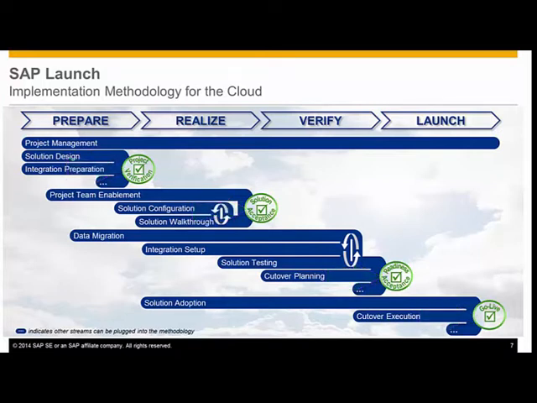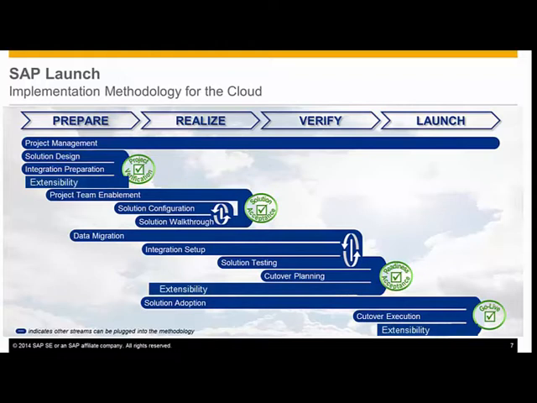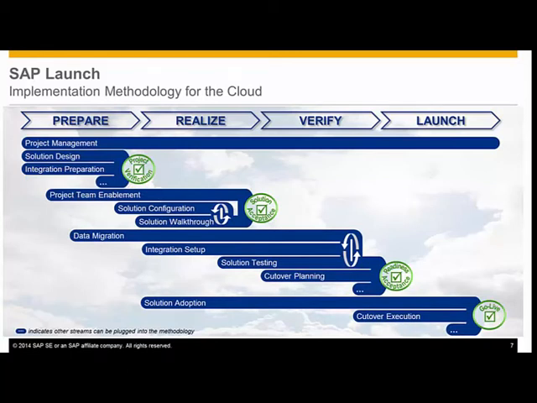The streams that show an ellipsis, which is the dot dot dot, indicate that other services or streams can be connected depending on the customer's business requirements. For example, if a Cloud for Customer implementation has custom content in scope, then the extensibility stream would be plugged into the methodology. The phases, streams, and Q gates establish the sequence of the activities. Next, let's take a closer look at the deliverables for each stream and Q gate.